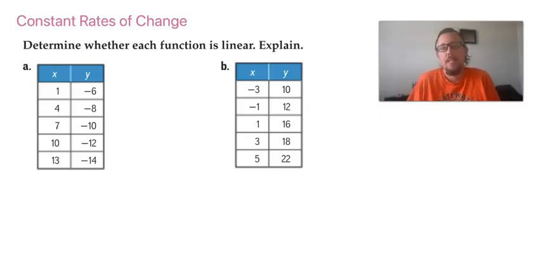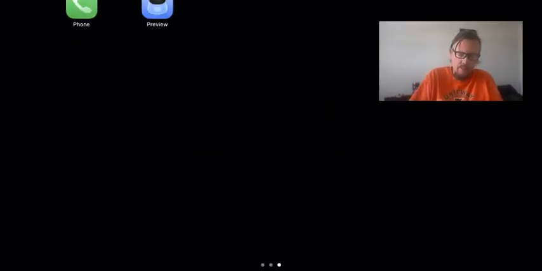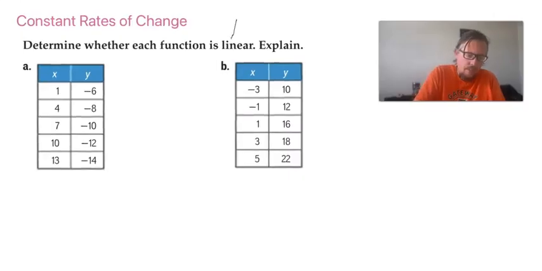In order for a function to be linear, it only has to do one thing. The one thing a function has to do to be linear is have a constant rate of change. A constant rate of change means the function is linear. So when you get a question that says, is the function linear?